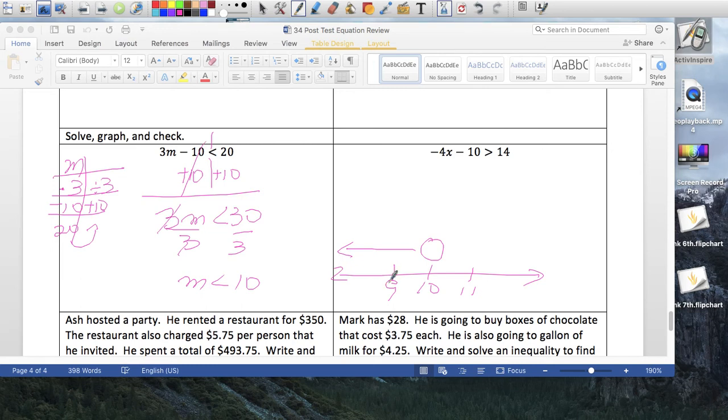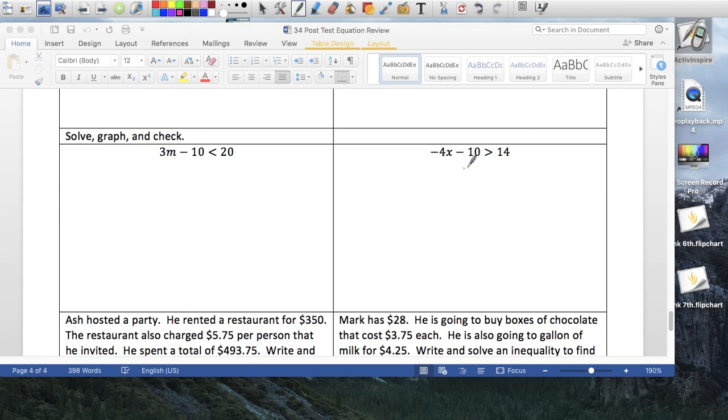Well, let's check. Let's pick a number, let's pick 9. So 3m minus 10 is less than 20. If I make m equal 9, I can pick any number on this side: 9, 8, 7, 6, and so on. Let me pick 9. 3 times 9 minus 10 is less than 20. 3 times 9 is 27, minus 10 is 17, and 17 is less than 20. Check.